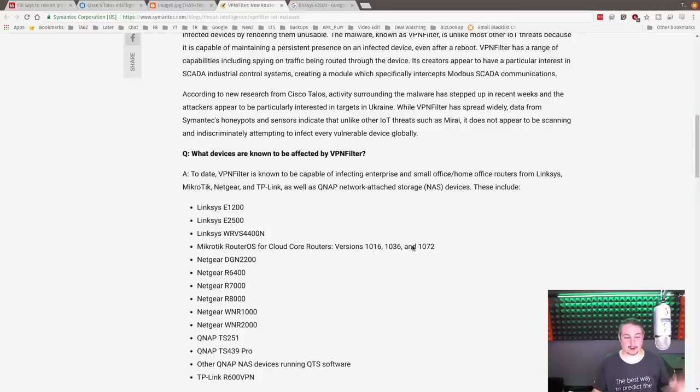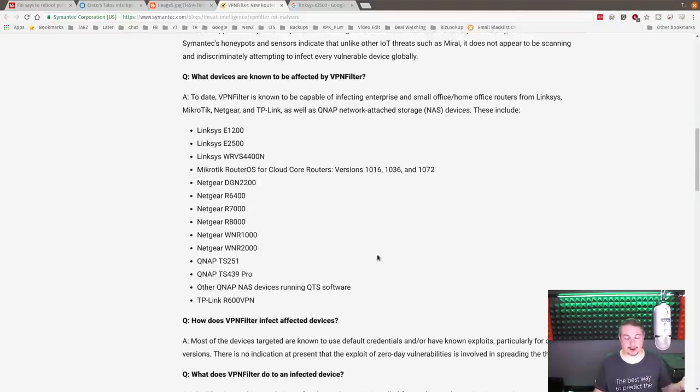Short term, reboot your router. Long term, if you have one of these, just probably time for an upgrade and get a new one.